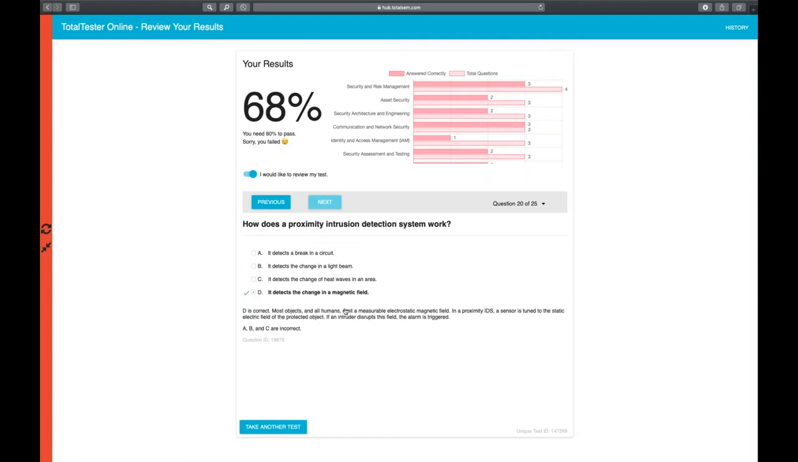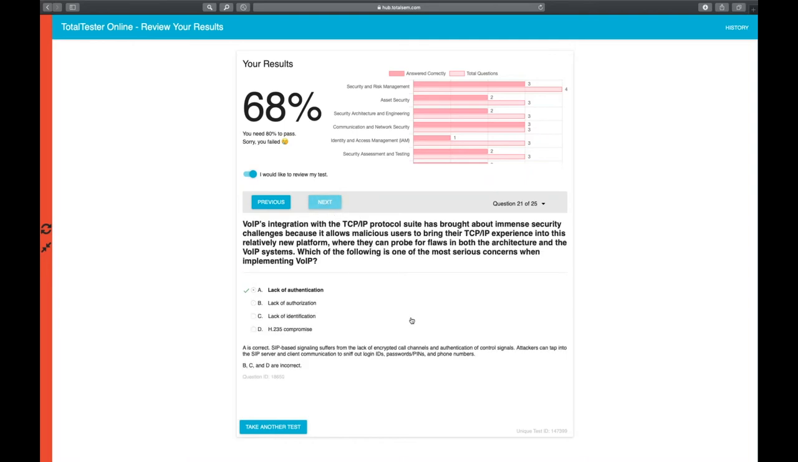Proximity. I got one right, doggone it. A change in magnetic field. Got another one right. VoIP is SIP-based signaling suffers from the lack of encrypted call channels and authentication of control signals.